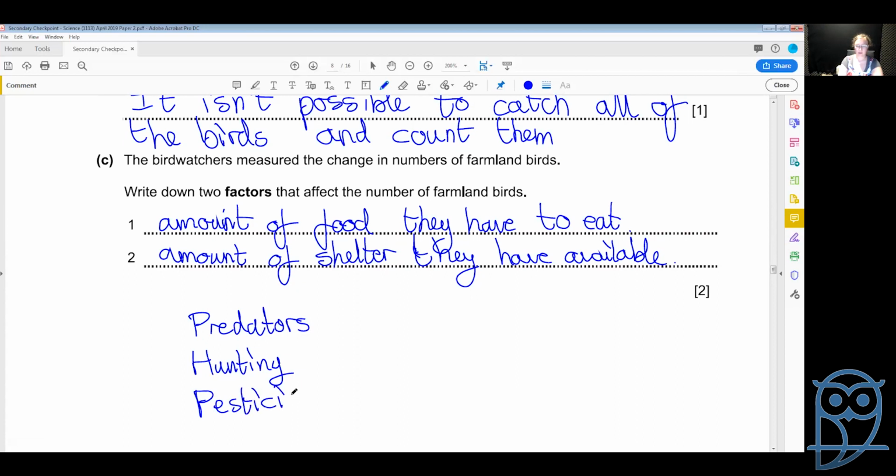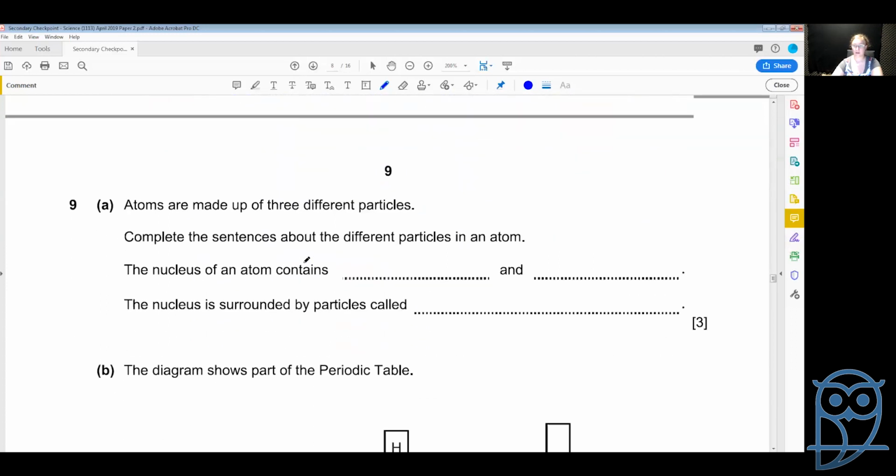pesticides. This could affect the food they eat, which then affects the amount of birds. So these could all be factors. They just ask you to list 2. Any 2 will do, as long as they make sense.